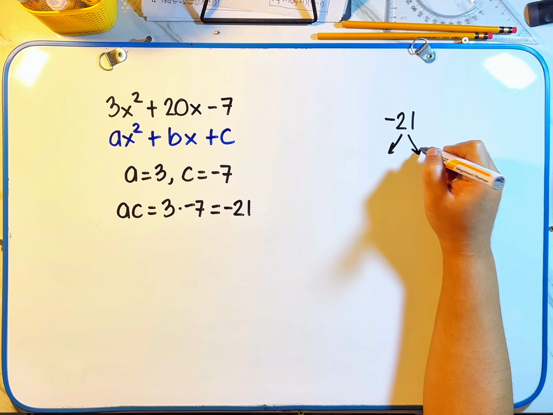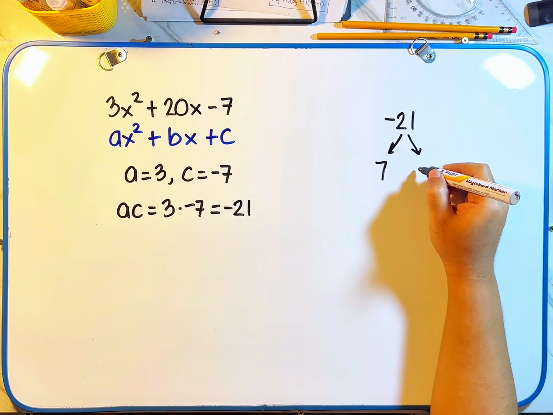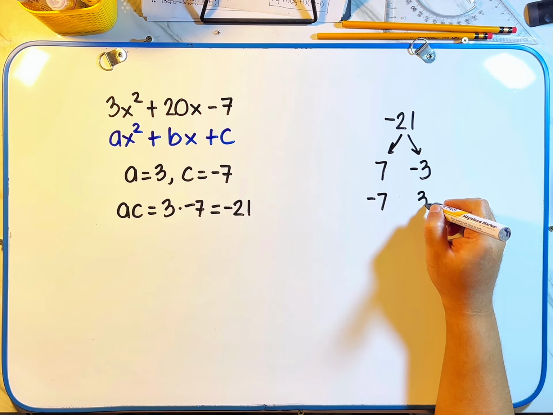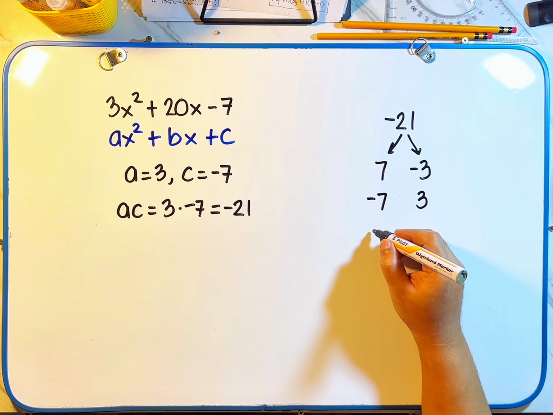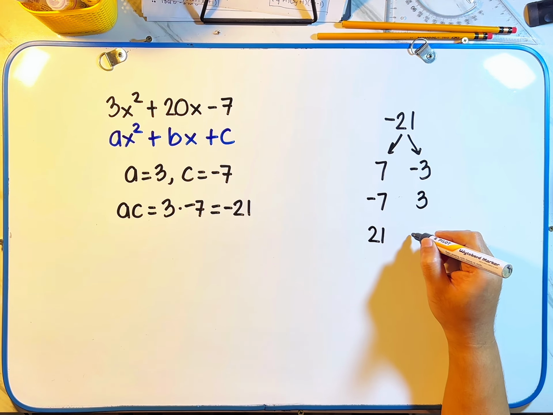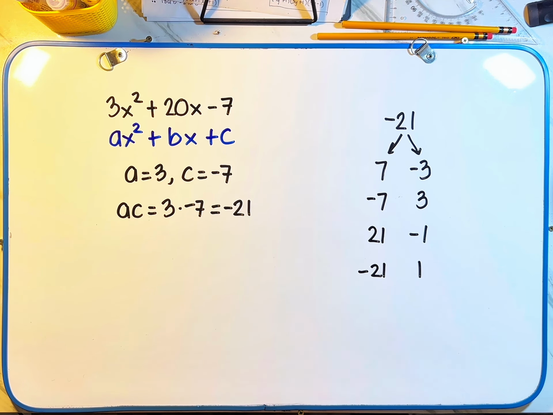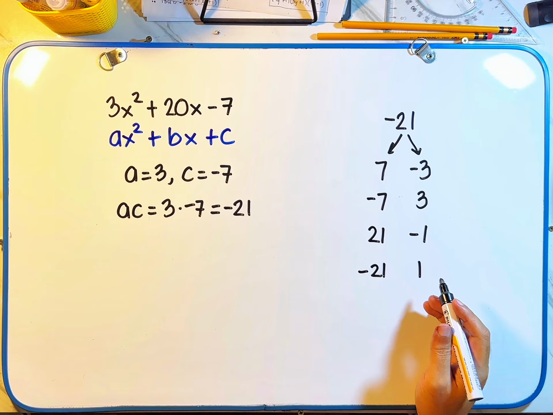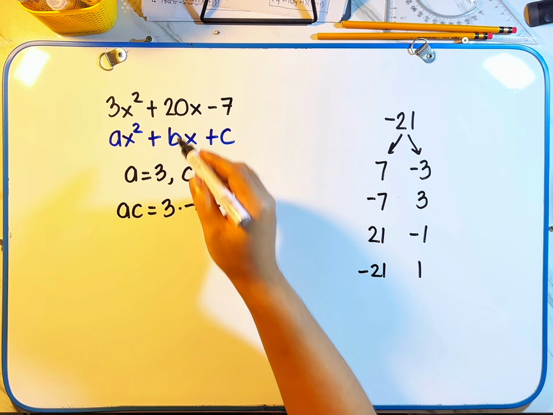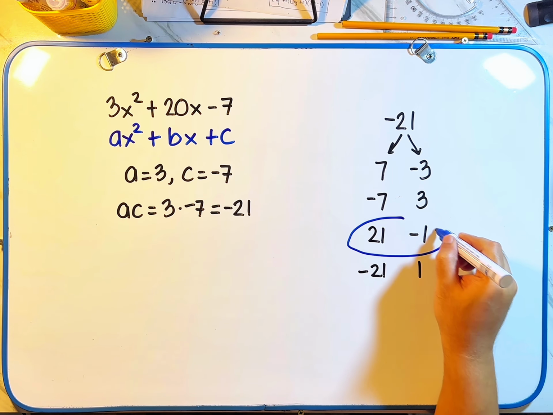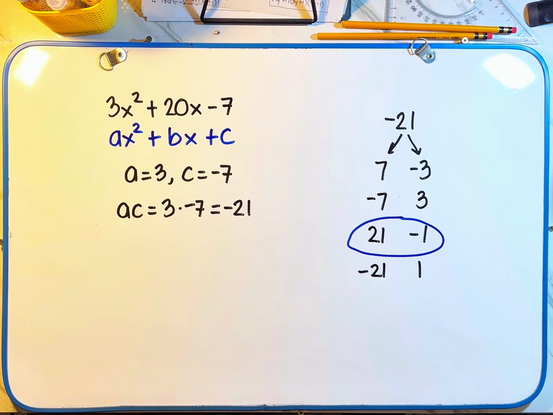Let's write down all the factors: 7 times negative 3, negative 7 times 3 is negative 21. What else? 21 times negative 1, and negative 21 times 1. And which factor pair has a sum of positive 20? That's 21 and negative 1. 21 plus negative 1 is 20.